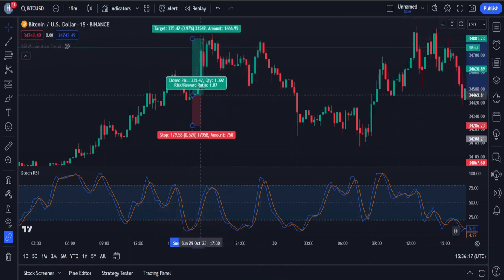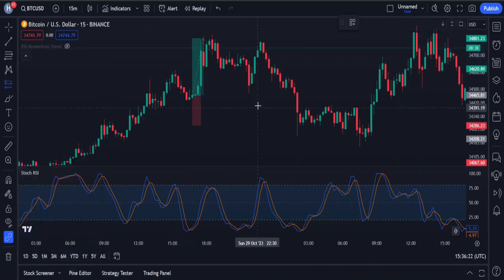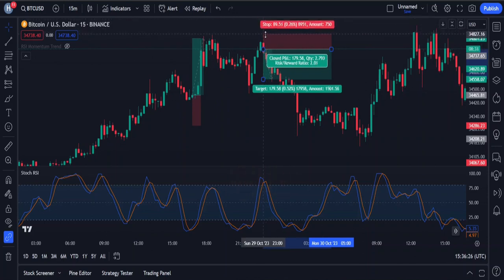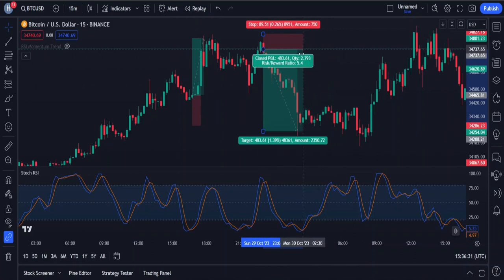Similarly for a sell trade, whenever both the lines are above the 80 level and the orange line crosses above the blue line, this is a signal to open a sell trade. So as we see, we got a sell signal here. So we can open a sell trade here and you can see the amazing results.